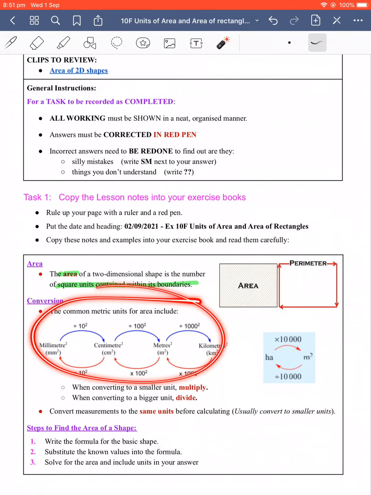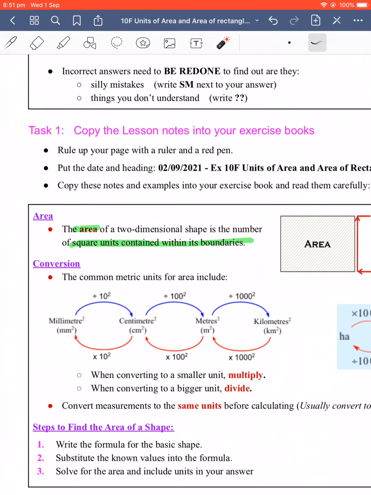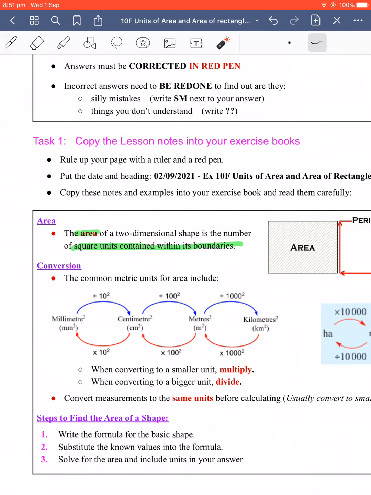Now, you will also have to convert different units, particularly for area. When we are converting to a smaller unit, so I'm starting off big and getting smaller, I am going to be multiplying. So let's just quickly highlight that. If I'm converting to a smaller unit, I am going to multiply. If I am converting to a bigger unit, so I'm going the other way, say from millimeters to centimeters, I am going to divide. And we'll go through some of these a little bit more once we go through the examples.